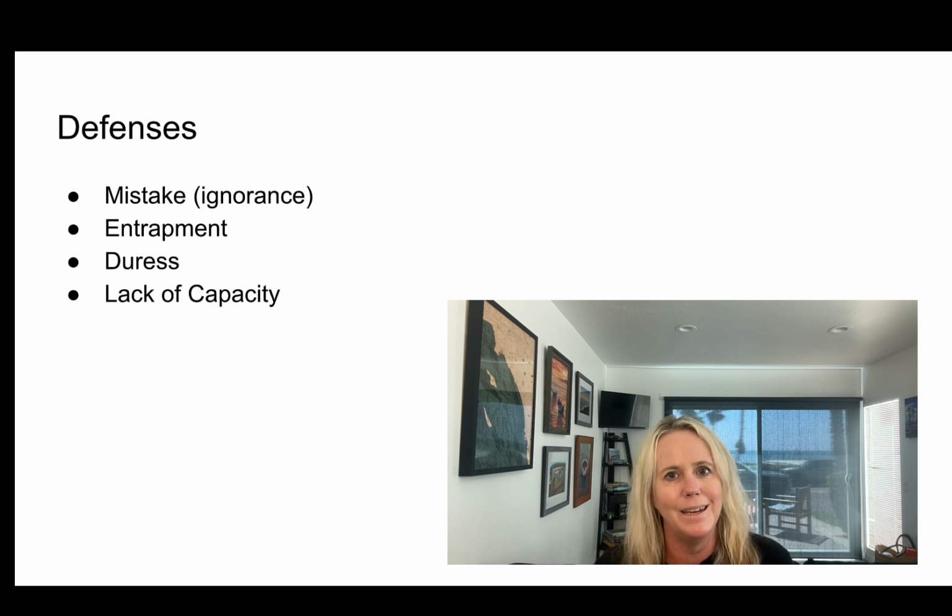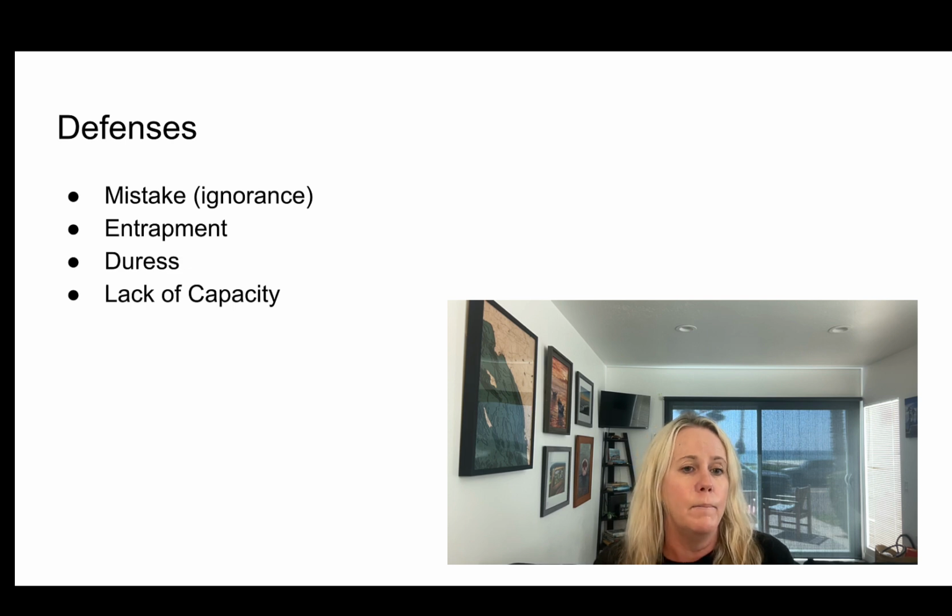And so, as you can see, it takes a lot to get to be found not guilty by reason of entrapment. You have to show that you were not someone who was predisposed to that kind of activity.